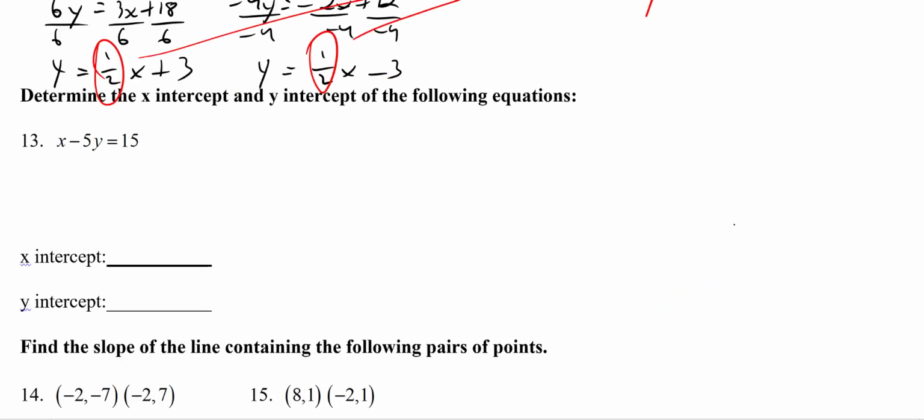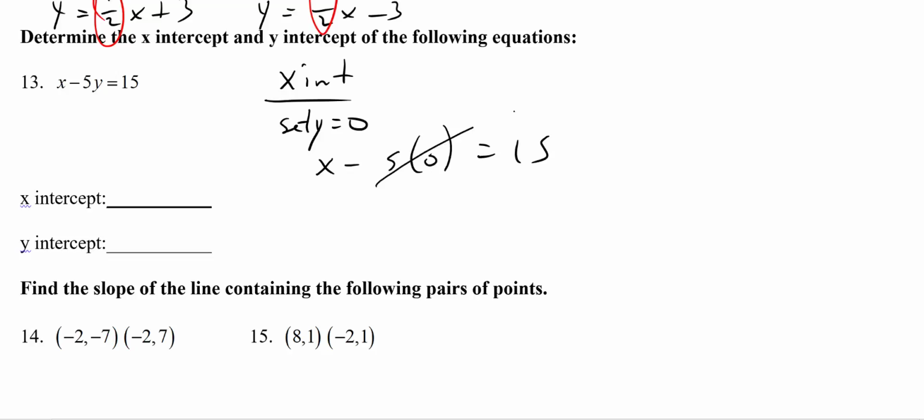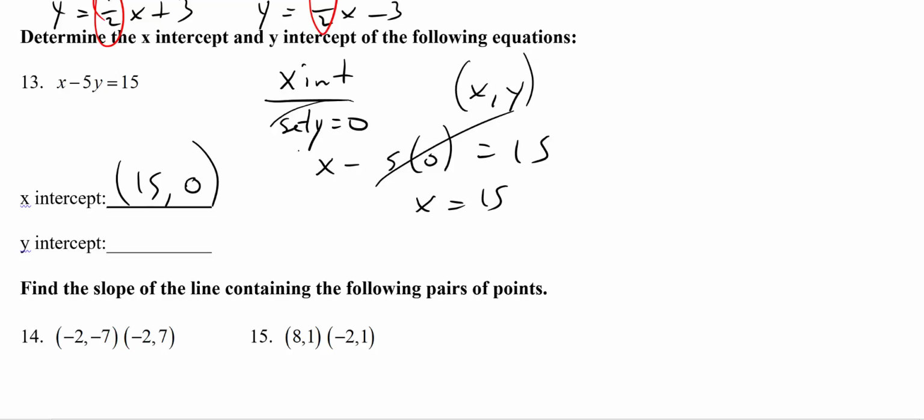Okay, next kind of problem is to determine the x and y intercepts. Got to know how to do that. Remember, for an x-intercept, you set y to 0. So it's x minus 5 times 0 equals 15. So I set y to 0. That's out of there. So it's x equals 15. So your x-intercept is 15 comma 0. Okay, because remember, it's x comma y. And I already set my y to 0. So I know y is 0, and I figured out what x was, so that goes there. So that's why it's 15 comma 0.